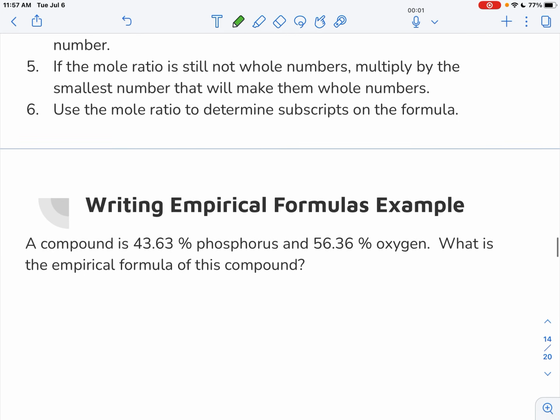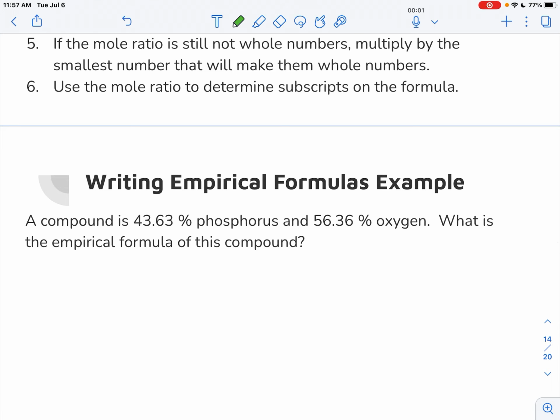So here's the example that I'm going to do. You might notice this is from the first page of lesson 2 in the summer assignment. I thought this one was particularly tricky, so I wanted to make sure I did it out for you.